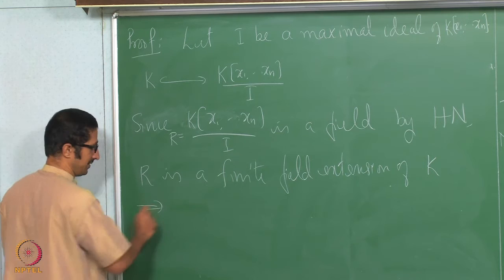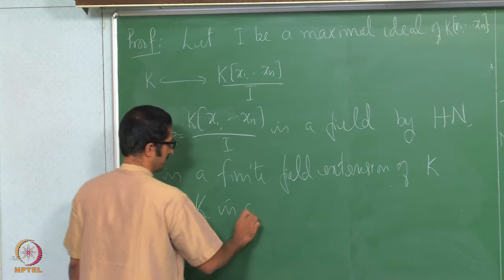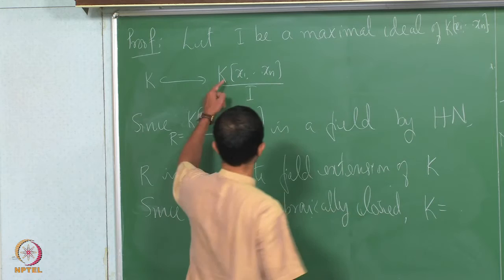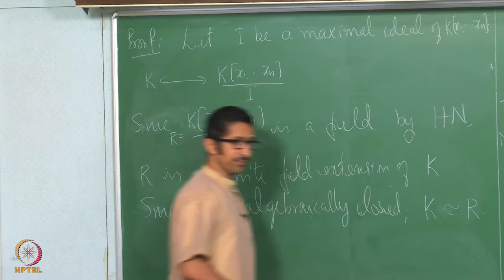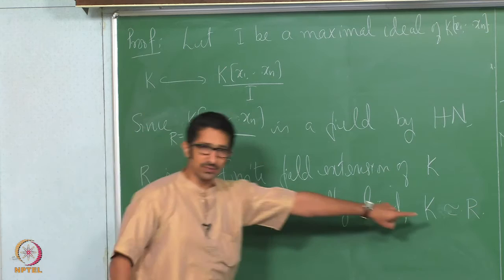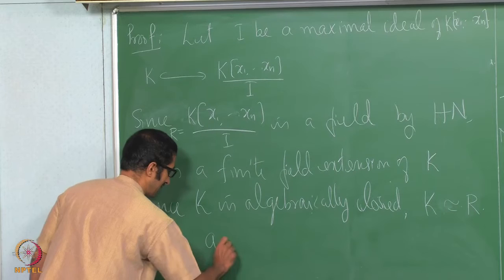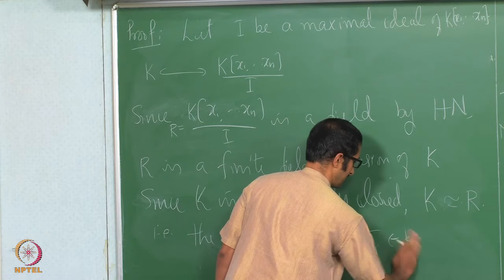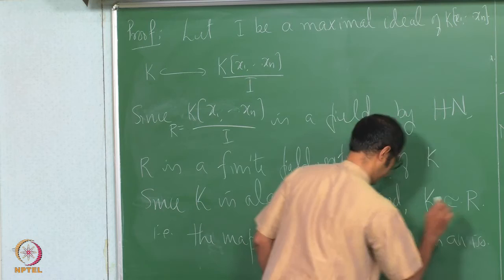Since K is algebraically closed, K has to be isomorphic to R. K sits inside here, and that image has to be equal to R. Or in other words, the map from K, a going to a bar, into R is an isomorphism. That is what it says.